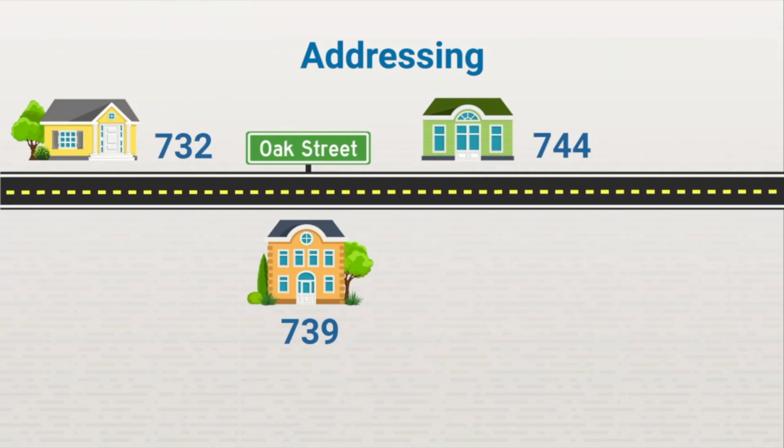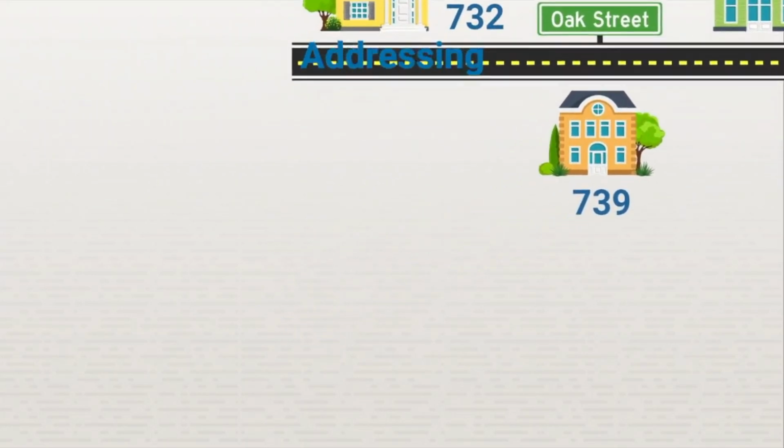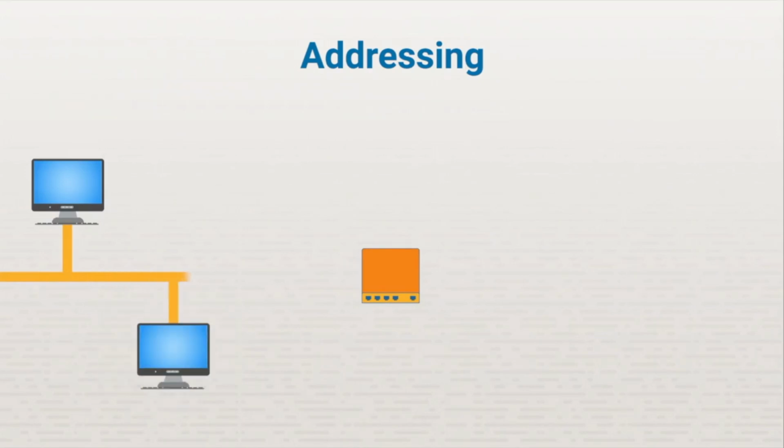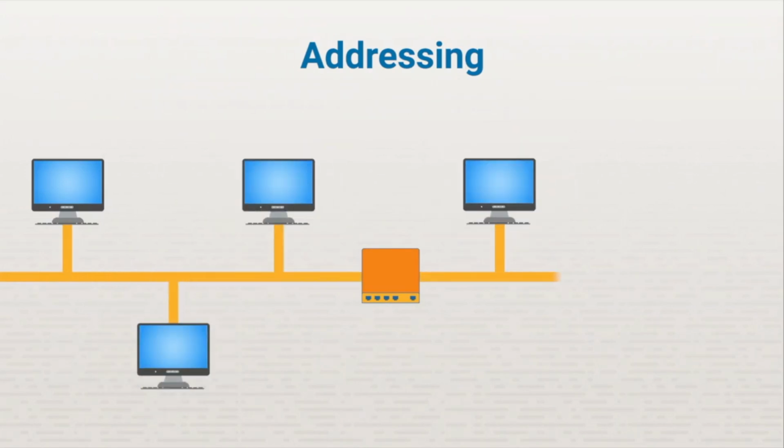Notice that this house's address has 2 different parts. First, there's the house number, and then there's the street name. Having a street name allows us to group all the house numbers into the Oak Street group. Just like a house in a neighborhood, networks also use a 2-part address to identify individual hosts on that network.